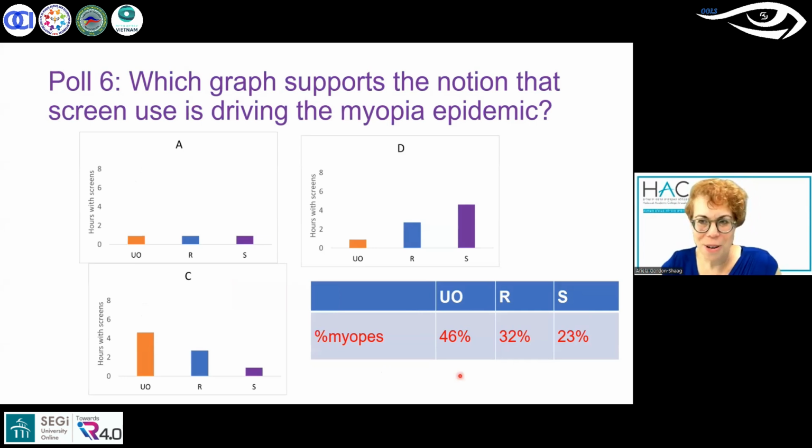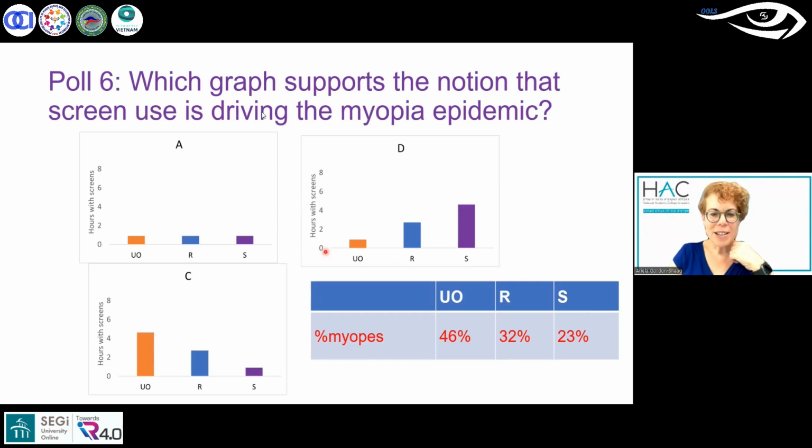Okay, another question. Remember the first poll. Which graph supports the notion that screen use is driving the myopia epidemic? Remember, 46% of the ultra-Orthodox boys are myopic, and only 23% of the secular boys are myopic. Which graph supports the notion that screen use is driving the myopia epidemic? This is a tough question.